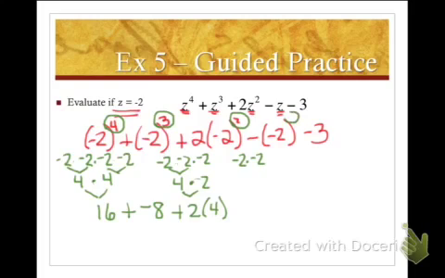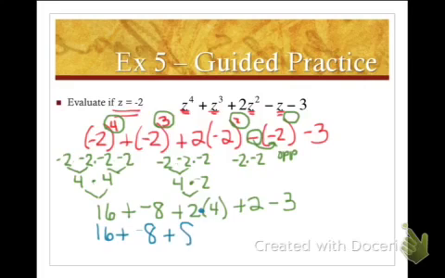In front of the last parenthesis, there is no power, but in front there's that subtract sign that says let's take the opposite sign of a -2, which is a positive 2. So the next action that we're going to take is to finish this parenthesis and multiply. So I have 16 plus a -8 plus 8 plus 2, and then -3 or subtract 3.